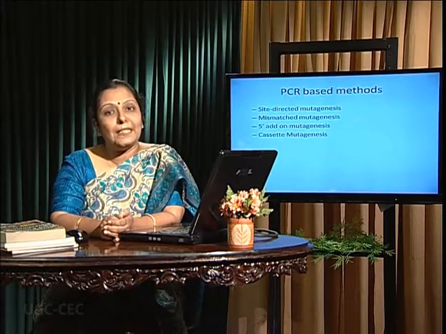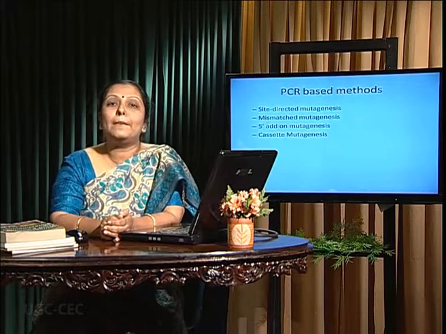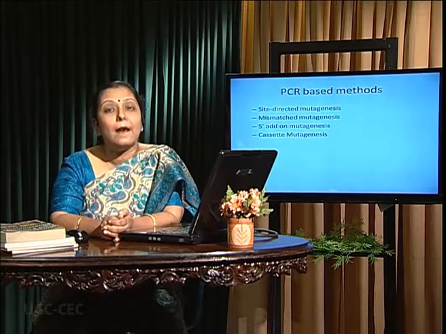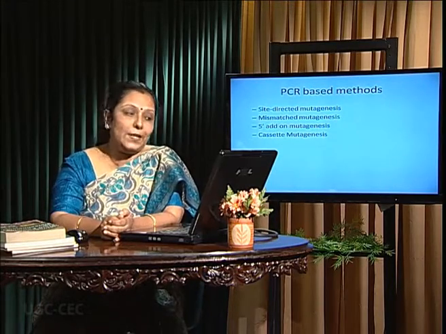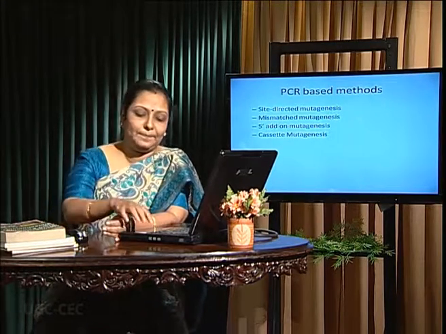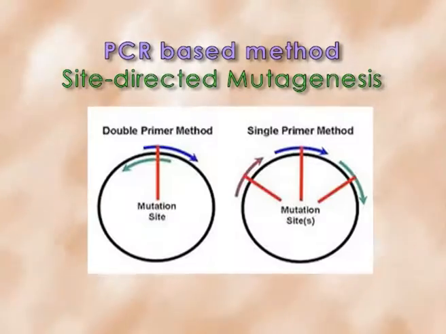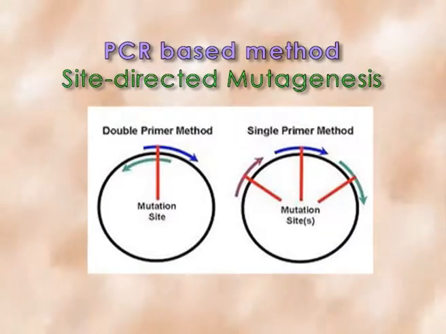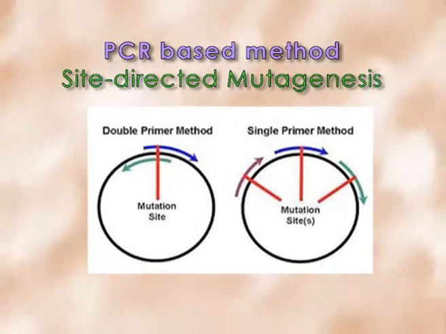The method may be PCR based or non-PCR based. PCR based includes site directed mutagenesis, 5' add-on mutagenesis, mismatch mutagenesis as well as cassette mutagenesis. Site directed mutagenesis: so at a specific site, the protein is actually directed to be mutated.